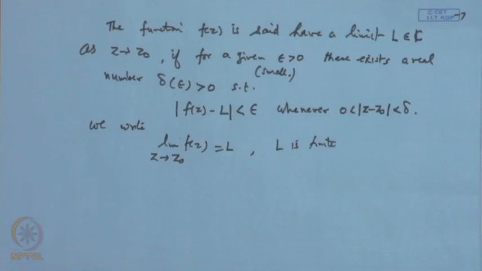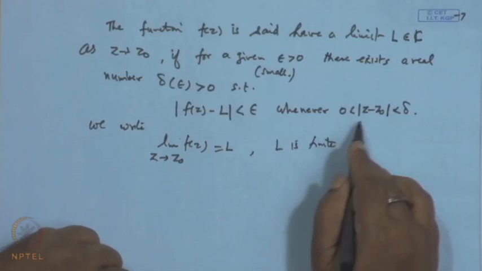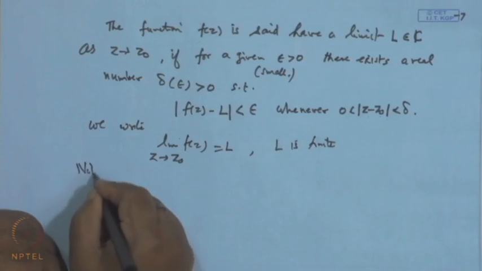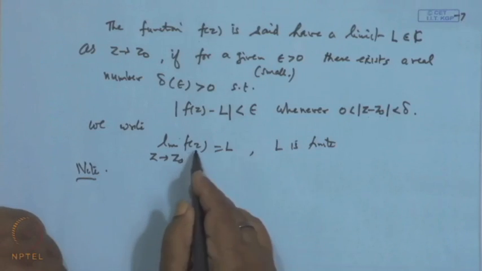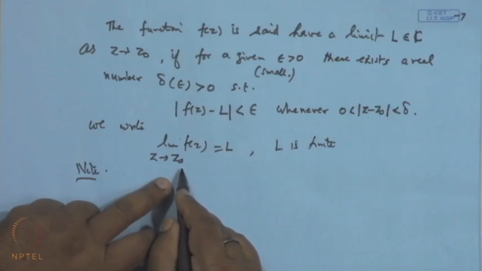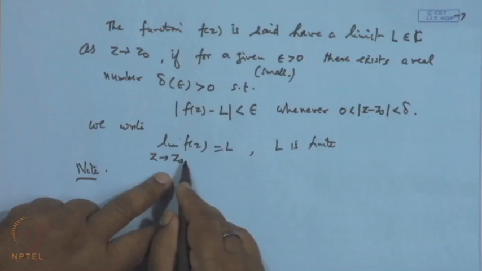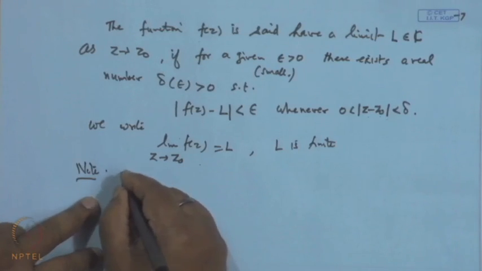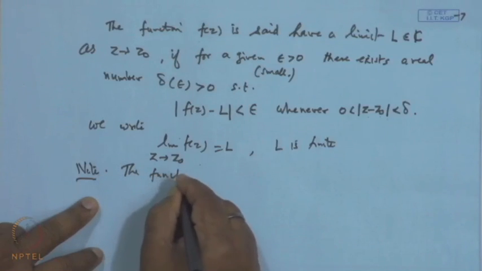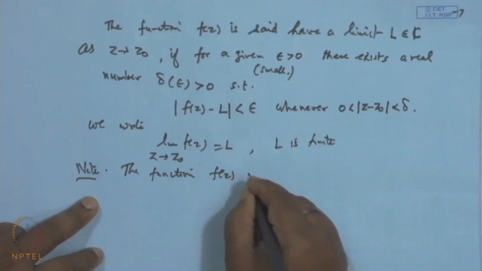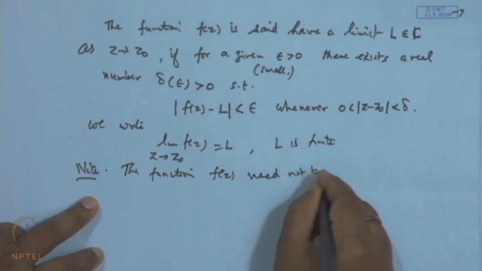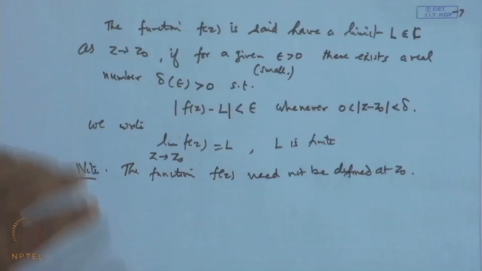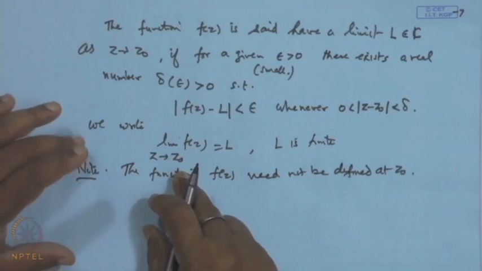Okay. Now, here if you look, we have taken the deleted neighborhood of z naught. So, in case of the limit, when we say the function f(z) has a limit as z tends to z naught, it is not necessary that the function has to be defined at z naught. So, notice the function f(z) need not be defined at the point z naught. Still you can say the function f(z) has a limit L.